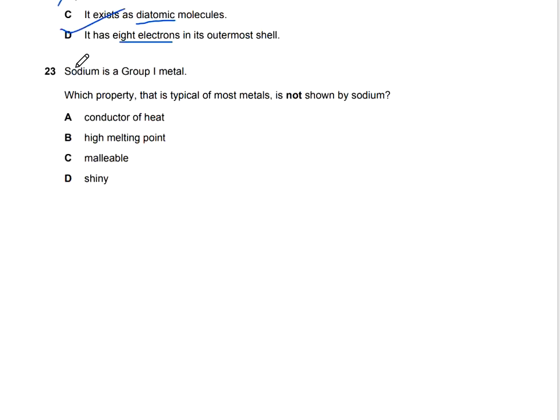Sodium is a group 1 metal. Which property that is typical of most metals is not shown by sodium? Conductor of heat, yes. But it does not have a high melting point. It is also malleable and it is shiny. The correct answer for this is letter B.